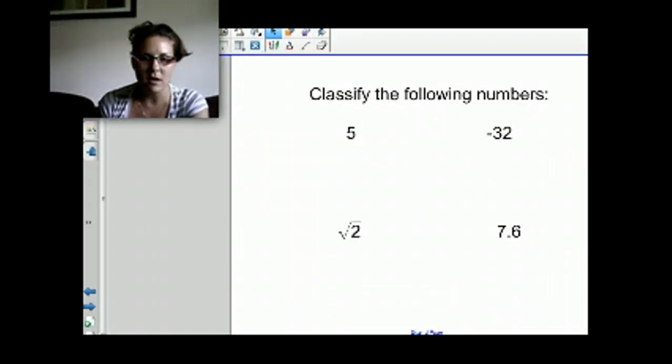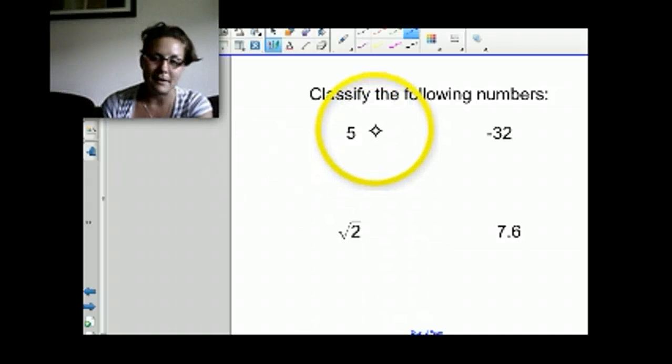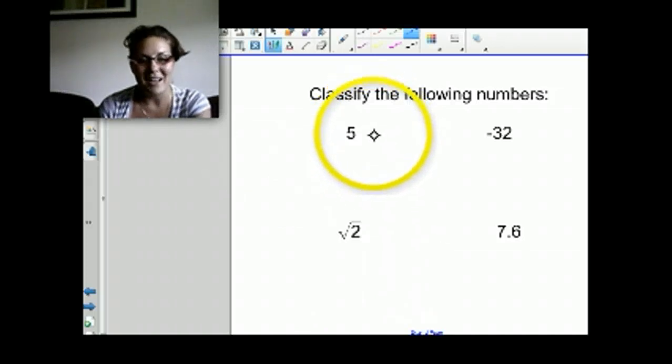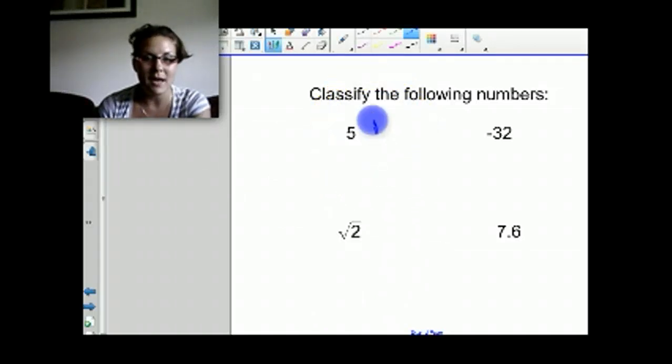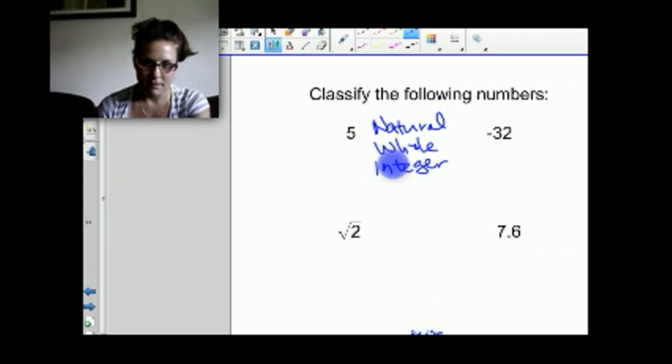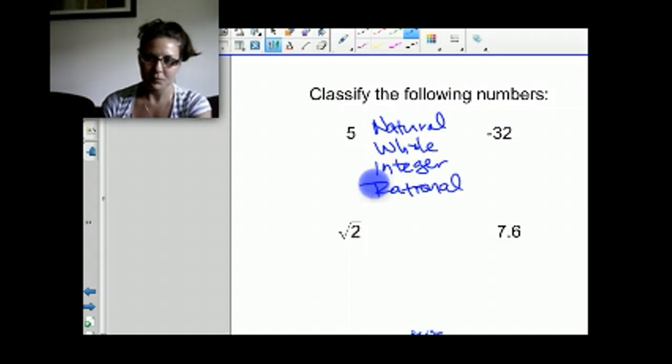we're going to classify these numbers. The first one is 5. 5 has a lot of classifications. It is a natural number. It is a whole number. It is an integer. And it is rational. It is all of the above.